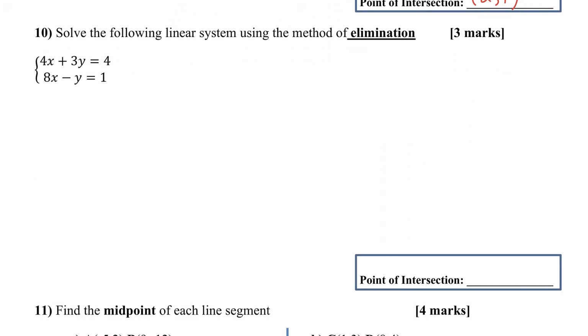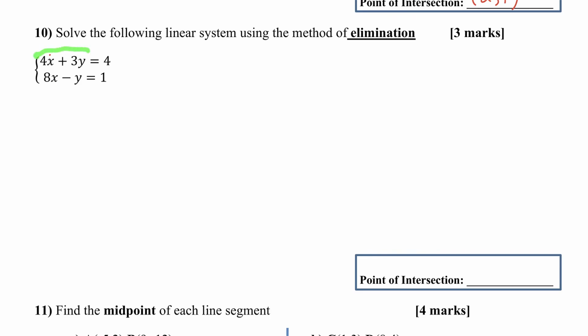Number 10 says to solve this linear system using the method of elimination. For the method of elimination, you're going to add or subtract the equations from each other to try and eliminate a variable. Before you can do that, you need the coefficient of either the x's or the y's to have the same absolute value. And we can make them have the same absolute value by multiplying one or both of the equations by a constant.